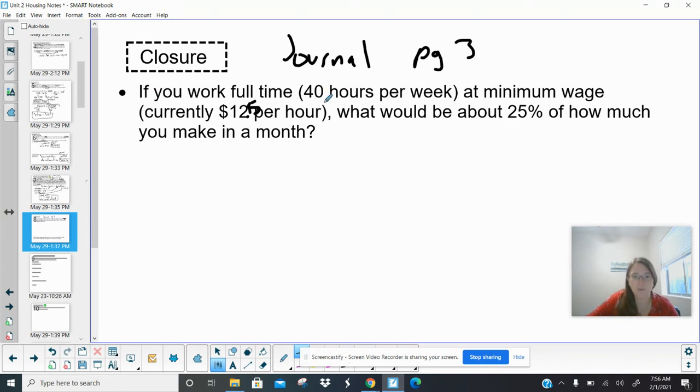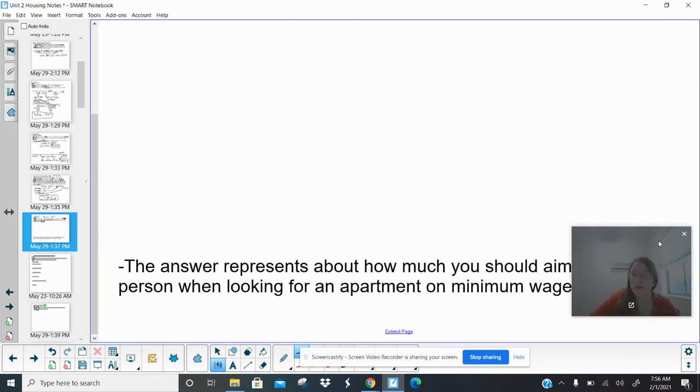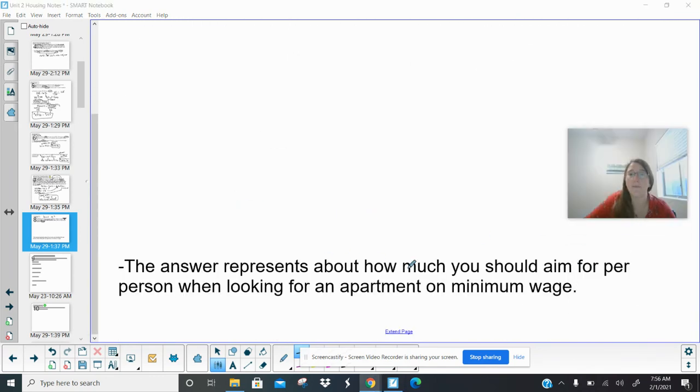So let's try this. We've got 40 hours per week, $12.15 per hour. We want to know what's about 25% of how much you make in a month. This answer is going to represent about how much you should aim for per person when looking for an apartment. I'll come back to that. Let's do the math first.